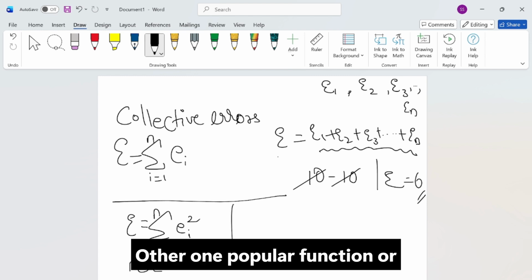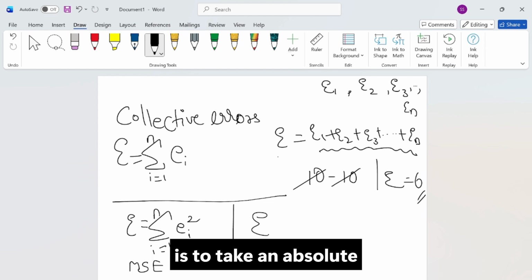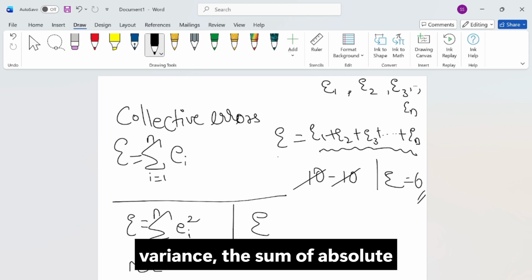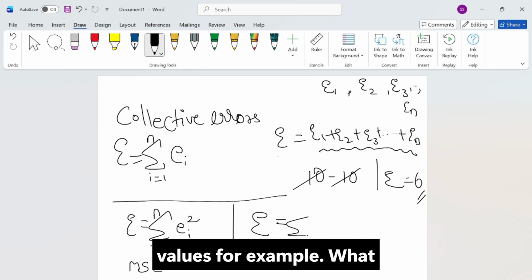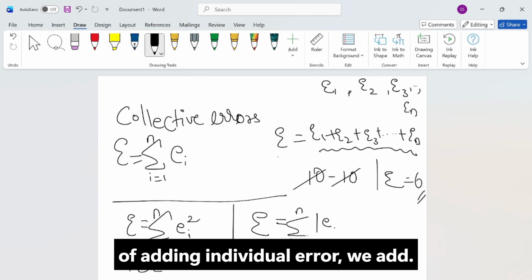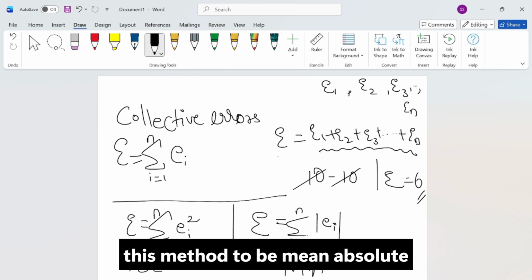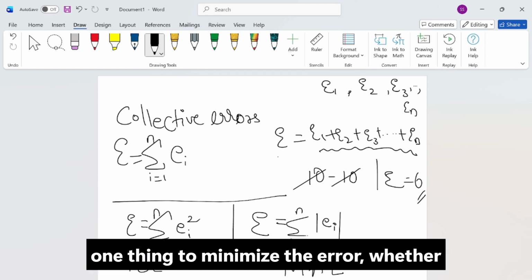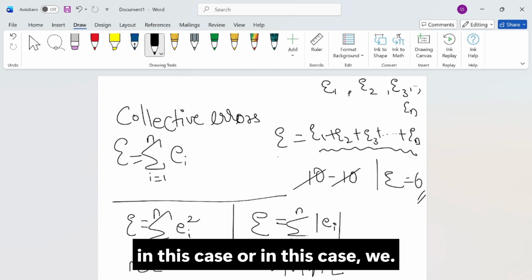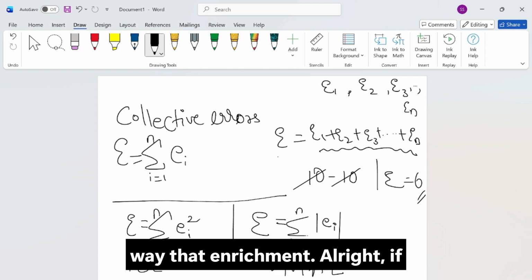Another popular function or method to calculate collective error is to take the sum of absolute values. For example, for all the observations from 1 to n, n could be 1000, million, 10, or just 100, maybe, right? Instead of adding individual errors, we add the absolute values of these errors, calling this method mean absolute error. Remember one thing, to minimize the error, whether in this case or in this case, we want to select the values of beta in a way that error is minimized.